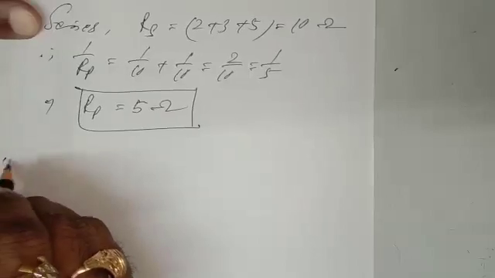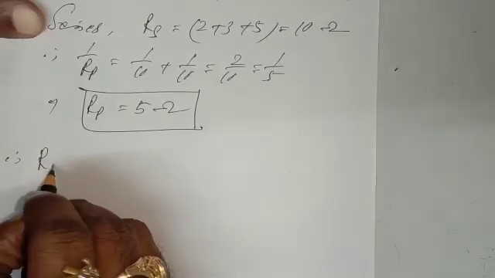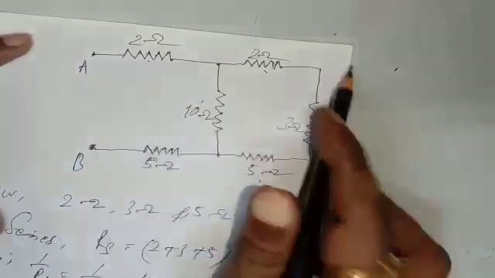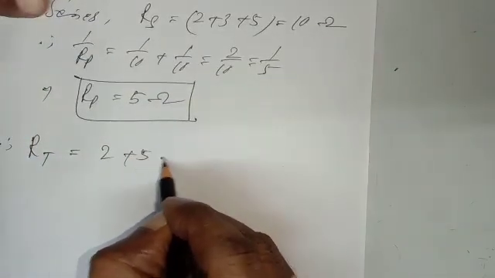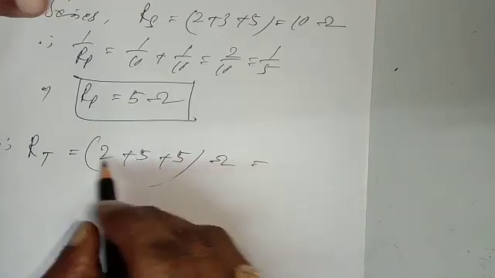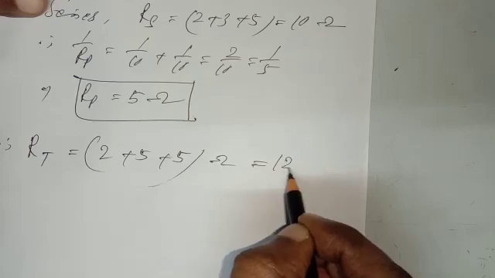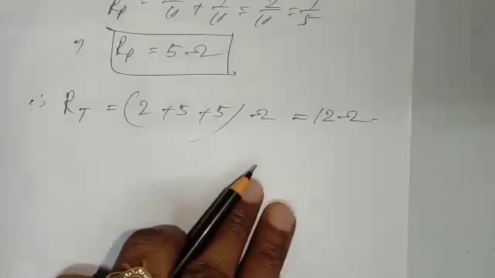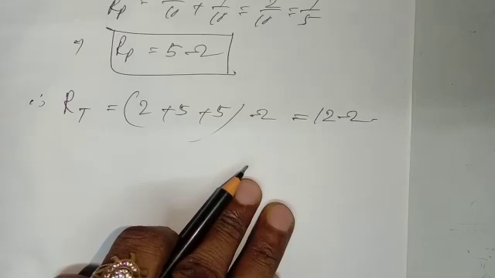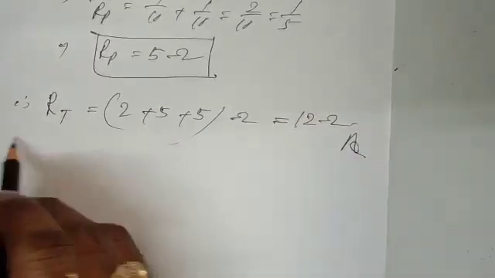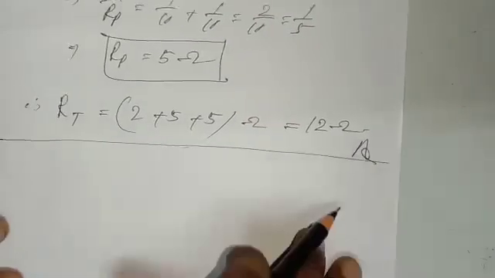Therefore, total resistance between A and B will be 2 ohm, this 2, and this total coming 5, and this is 5. 2 plus 5 plus 5, 10 plus 2, that is 12 ohm. The total equivalent resistance between A and B will be 12 ohm. This is the answer. Let us go to one more question.